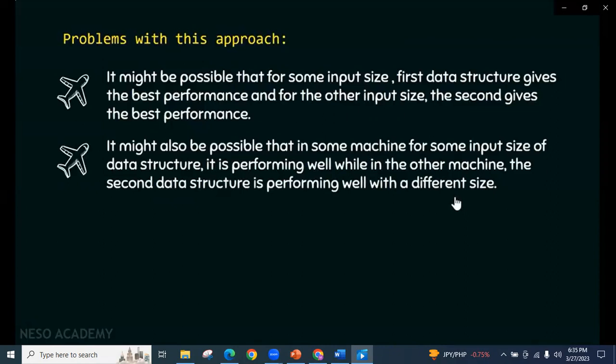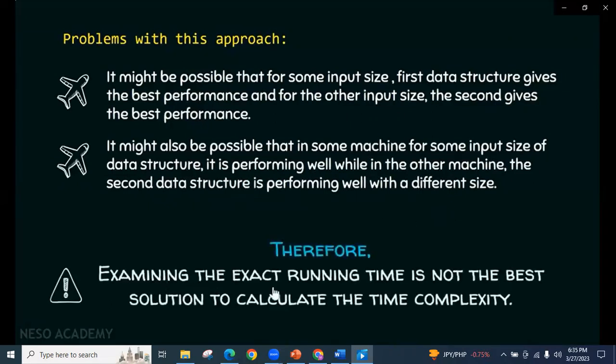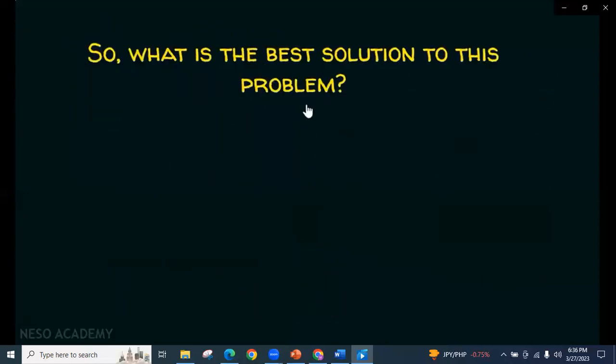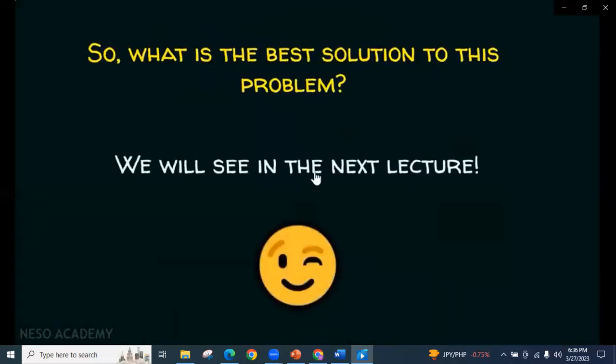Exact running time calculation is not at all practical. Let me tell you, it is not at all practical. So examining the exact running time is not the best solution to calculate the time complexity. That's what I want to tell you right now. So what is the best solution to this problem? We'll see in the next lecture.